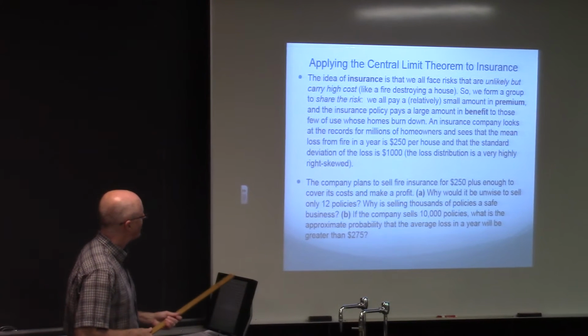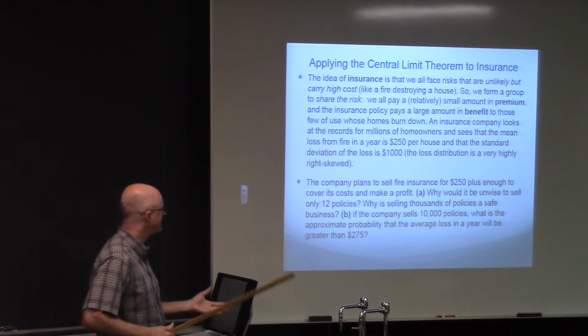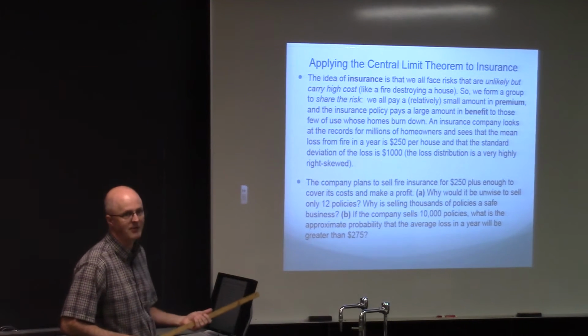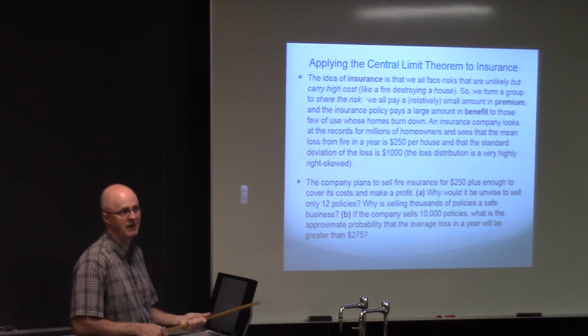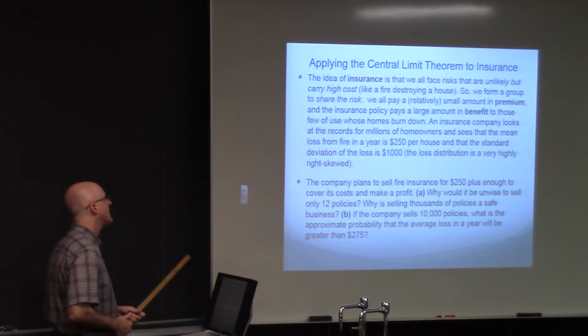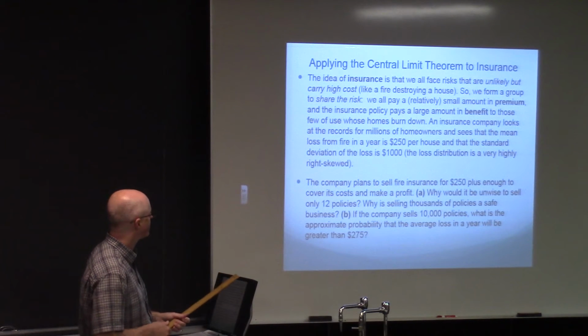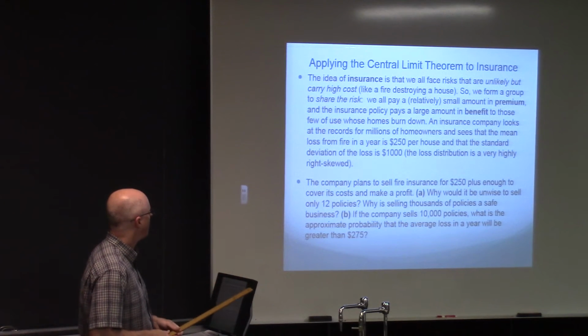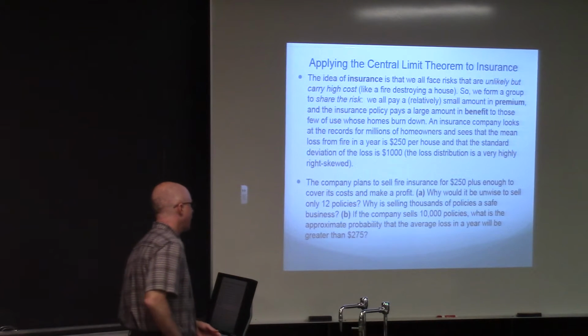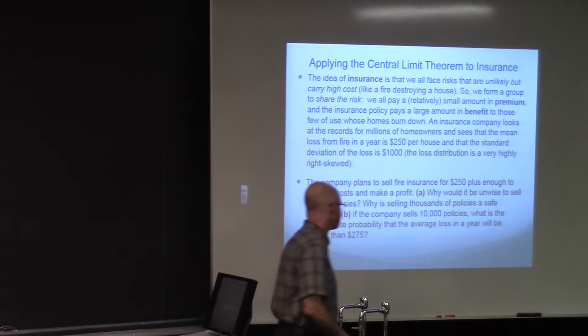The company plans to sell fire insurance for $250 plus enough to cover its costs and to make a profit, right? They're not going to be in business if they can't make a profit. But we're going to focus on the 250 here. They do want to make a profit, though. Part A, why would it be unwise to sell only 12 policies? And why is selling thousands of policies a safe business?